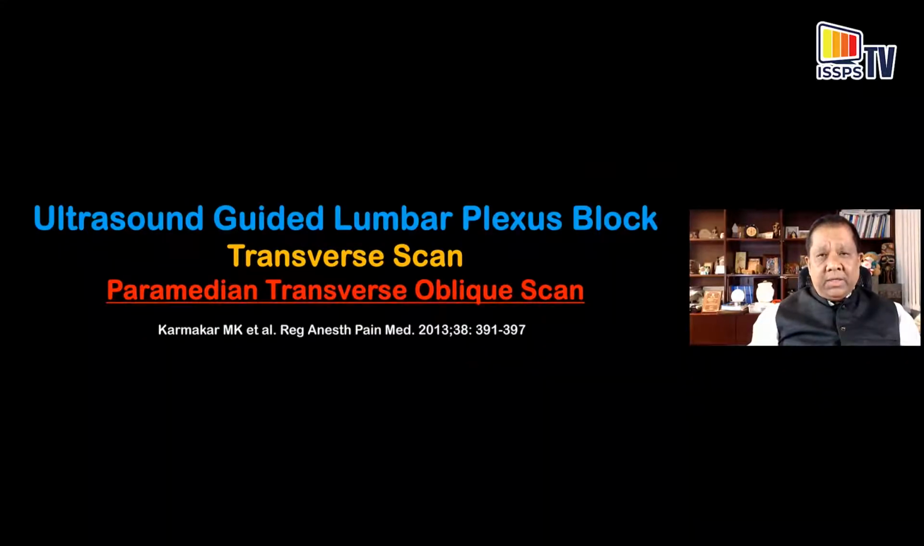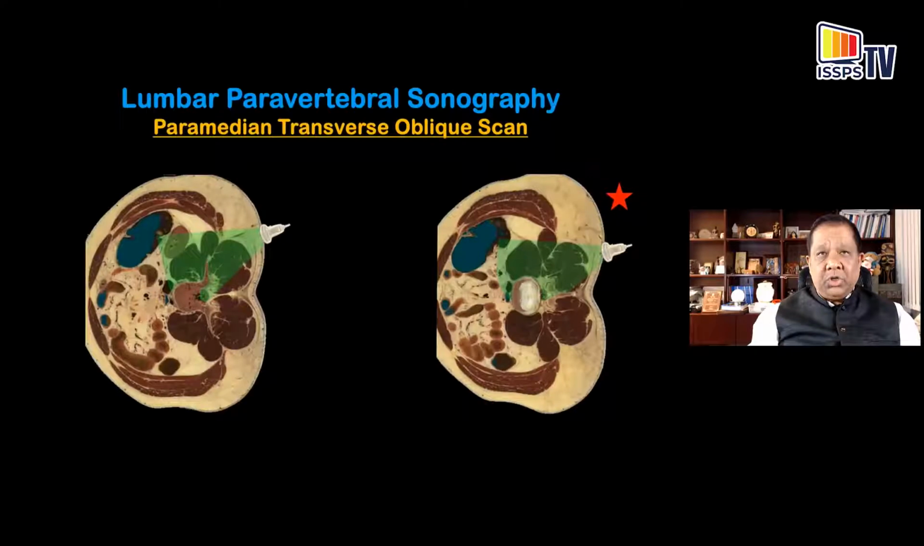We just modified this slightly to allow better visualization of the needle to perform not a true transverse scan, but, as you can see here, a paramedian transverse oblique scan. Now, this is a transverse oblique scan at the level of the transverse process to your left. Obviously, the transverse process is going to cast an acoustic shadow and will obscure the lumbar plexus within the posterior part of the muscle. So if you just imagine you slide the transducer slightly caudally till you are in the intertransverse window.